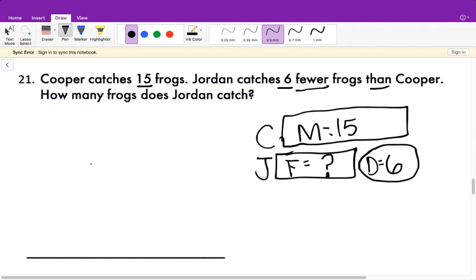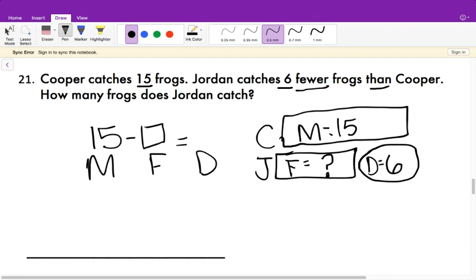Now I can go ahead and write my equation. More minus the one with fewer equals the difference. So here we have 15 for M in our compare bars. And then for F, we have a box. And for the difference, we had 6. Okay, so now we can solve for this.